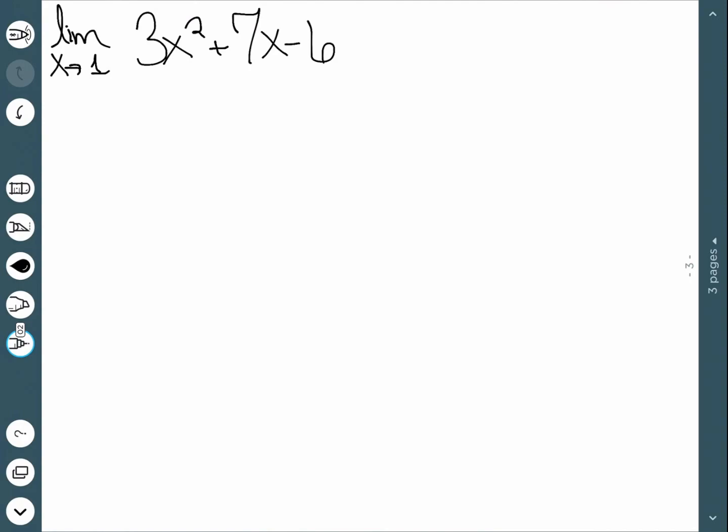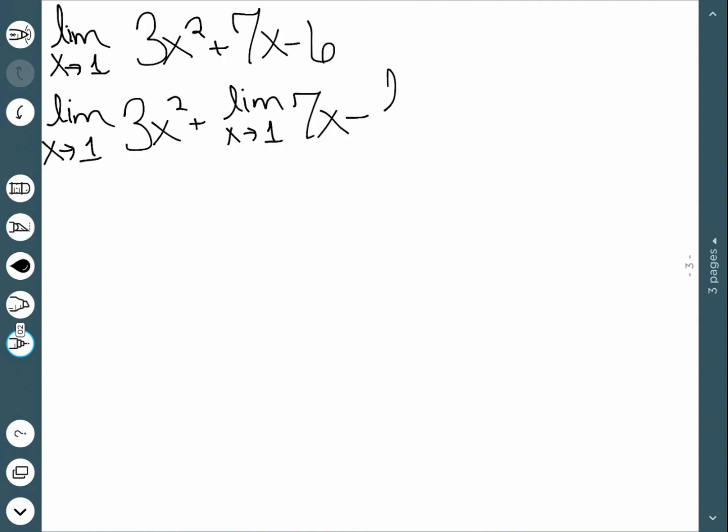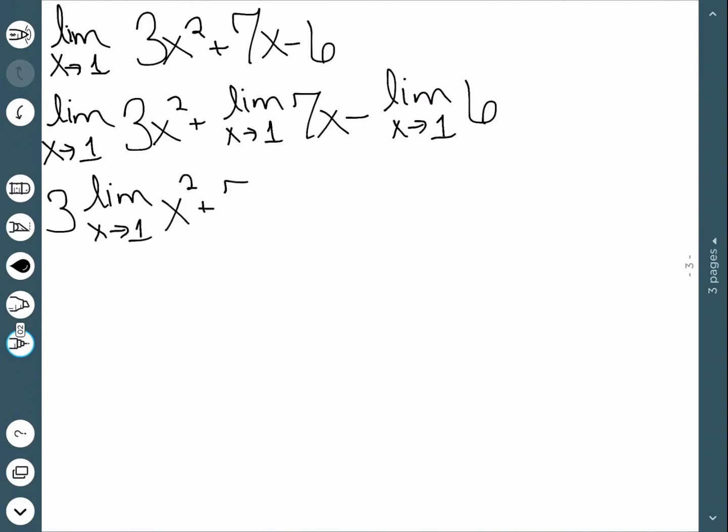I have the limit as x approaches 1 of 3x squared plus 7x minus 6. So now let's try to use these limit laws. First, we do know that we can break things up over addition and subtraction. So that tells me that I have the limit as x approaches 1 of 3x squared plus the limit as x approaches 1 of 7x minus the limit as x approaches 1 of 6. We also had a law that said I can move constants out. So this is 3 times the limit as x approaches 1 of x squared plus 7 times the limit as x approaches 1 of x minus the limit as x approaches 1 of 6.